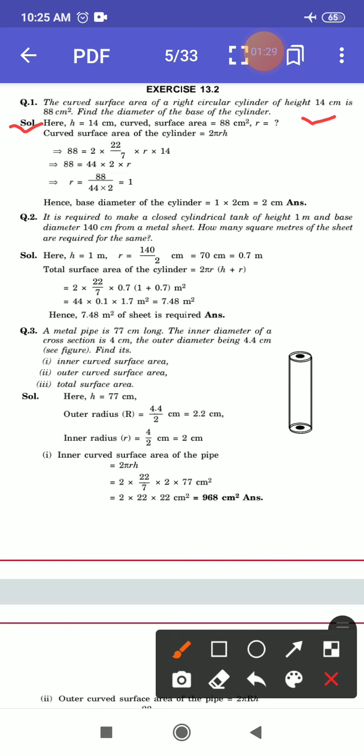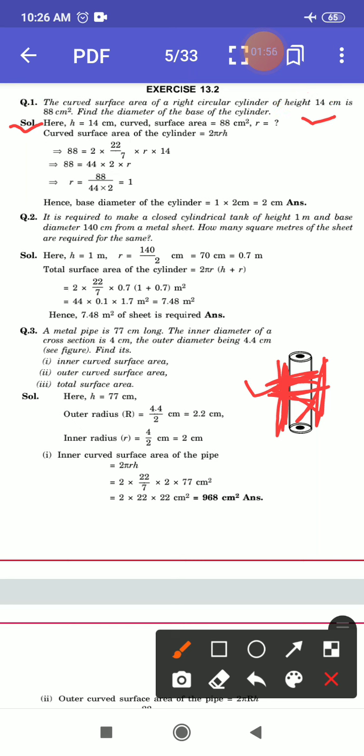Take a look, this is a cylinder. In this cylinder, what is the meaning of curved surface area? Only this side area you have to consider, only the circular side area. Then that is converted into the curved surface area. Okay, so the curved surface area is given here and the height is also given here.